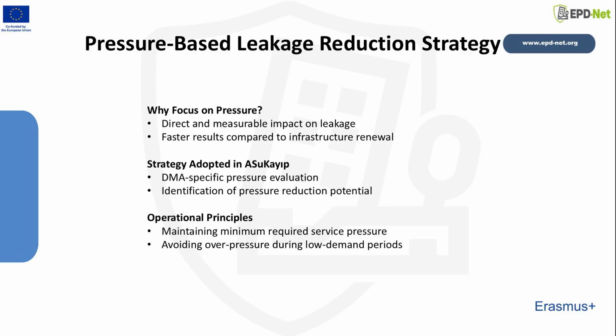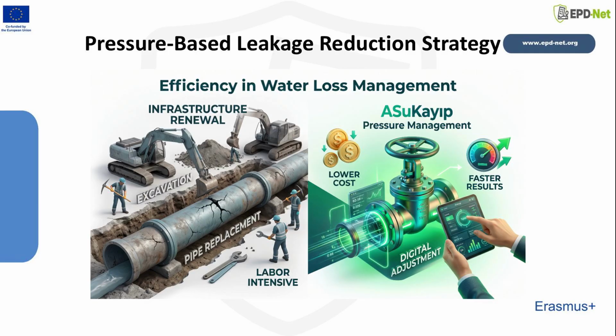In Ecological, pressure reduction strategies are evaluated at the DMA level. Each DMA is analyzed individually to assess current pressure conditions and to identify how much pressure can be safely reduced without compromising service quality. This localized approach allows for targeted and efficient interventions. Operationally, the strategy is based on maintaining pressure at the minimum level required to ensure reliable service. Special attention is given to avoiding overpressure during low demand periods, such as at night, when leakage risk is highest. This balanced approach helps reduce losses while preserving customer satisfaction.